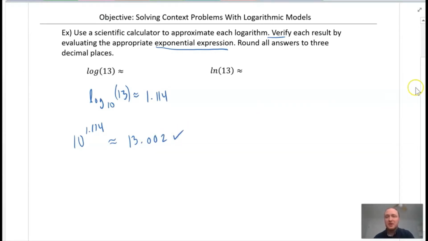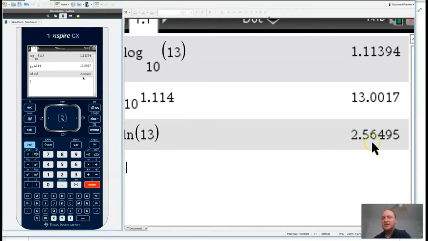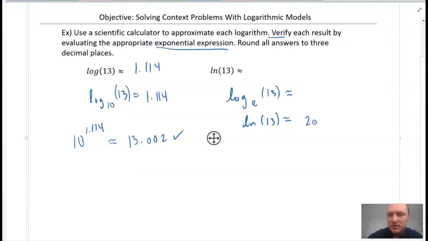All right, now we're asked to evaluate the natural log of 13. The natural log of 13 is log base e of 13, but in our calculator, this is going to be the natural log of 13. So I go back to the calculator. I will hit control, or in your case the second button, and I'll hit e to the power of x, which activates the natural log function. Natural log of 13. I hit enter, and we get 2.565.